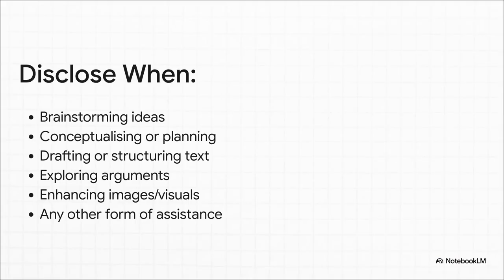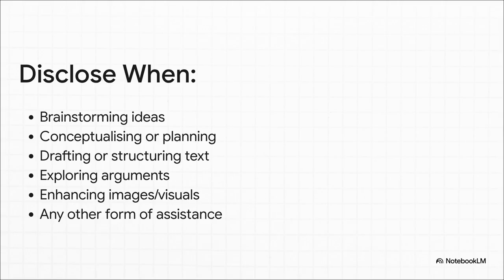Moving right along to part 2, when must you disclose? The rule here is incredibly broad. You must disclose any use of generative AI, whether the assignment brief asked for it or not. Let's imagine a hypothetical student, Sarah. Sarah sits down, opens ChatGPT, and just uses it to bounce around a few early essay topics. She doesn't actually copy a single word of text into her paper, but because she used it for brainstorming ideas or conceptualizing and planning, Sarah absolutely has to disclose that.